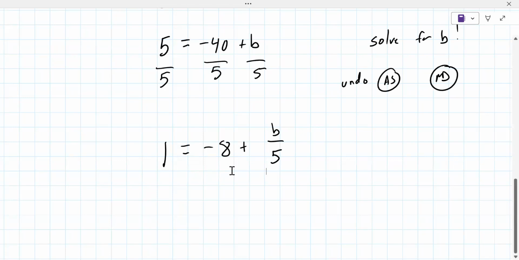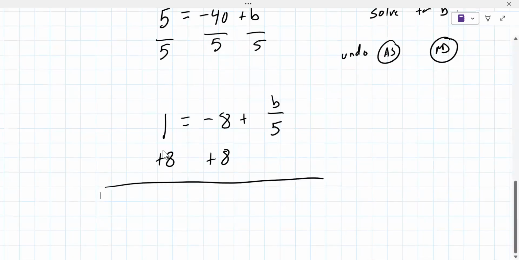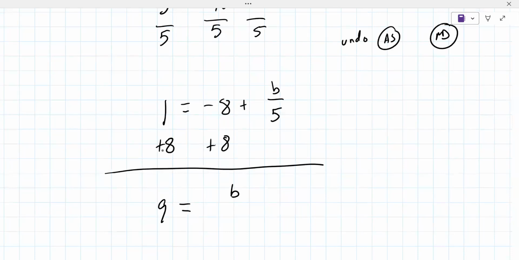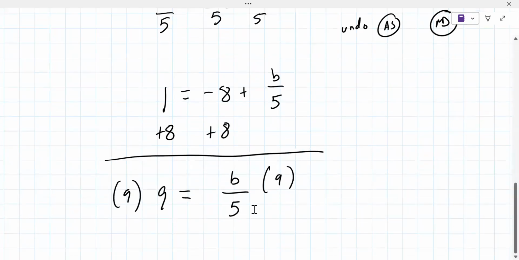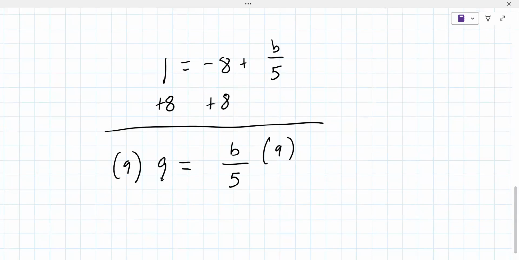Subtraction is undone by adding. What should you add to both sides then? 8. Okay. Tell me the result here. What goes on the left side? 9 equals b divided by 5. Yeah, now how do you undo this? It's a division. You have to undo that with multiplication. What do you multiply by? 9. Okay, let's do it. What's 9 times 9? 81.